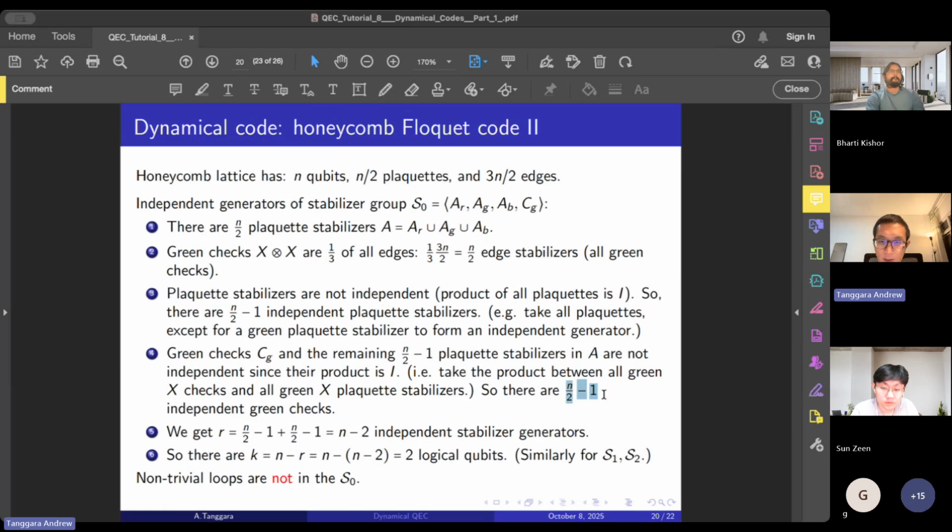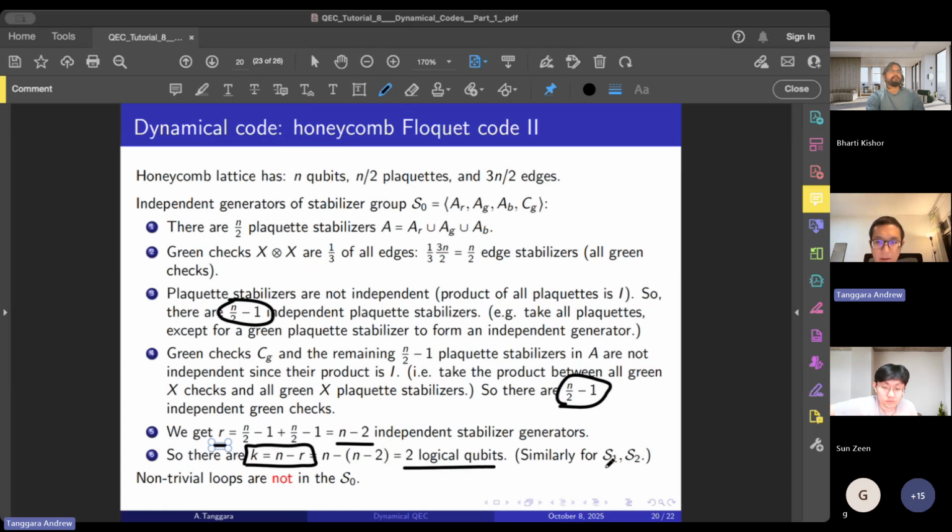So I have n over 2 independent green checks. Now I can calculate the number of independent stabilizer generators. I just add this one with this one, right? So I have this n minus 2. And now I can use this formula to compute the number of logical operators. So n minus r, and r is this one, n minus 2. So I have 2 logical qubits.